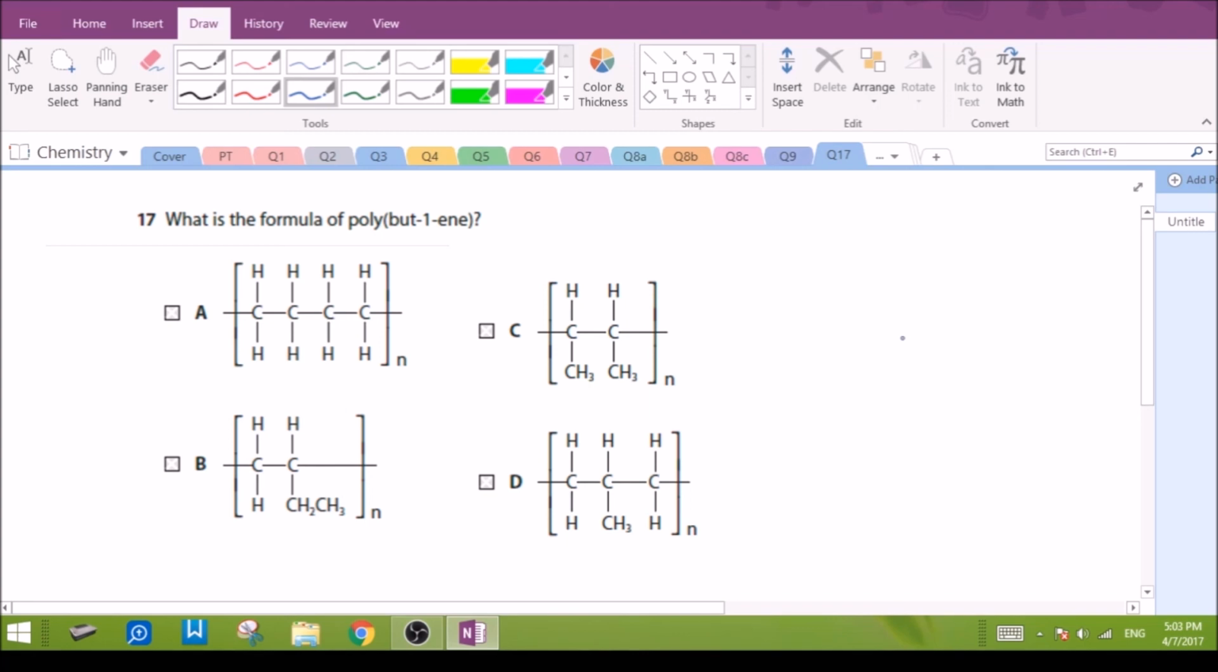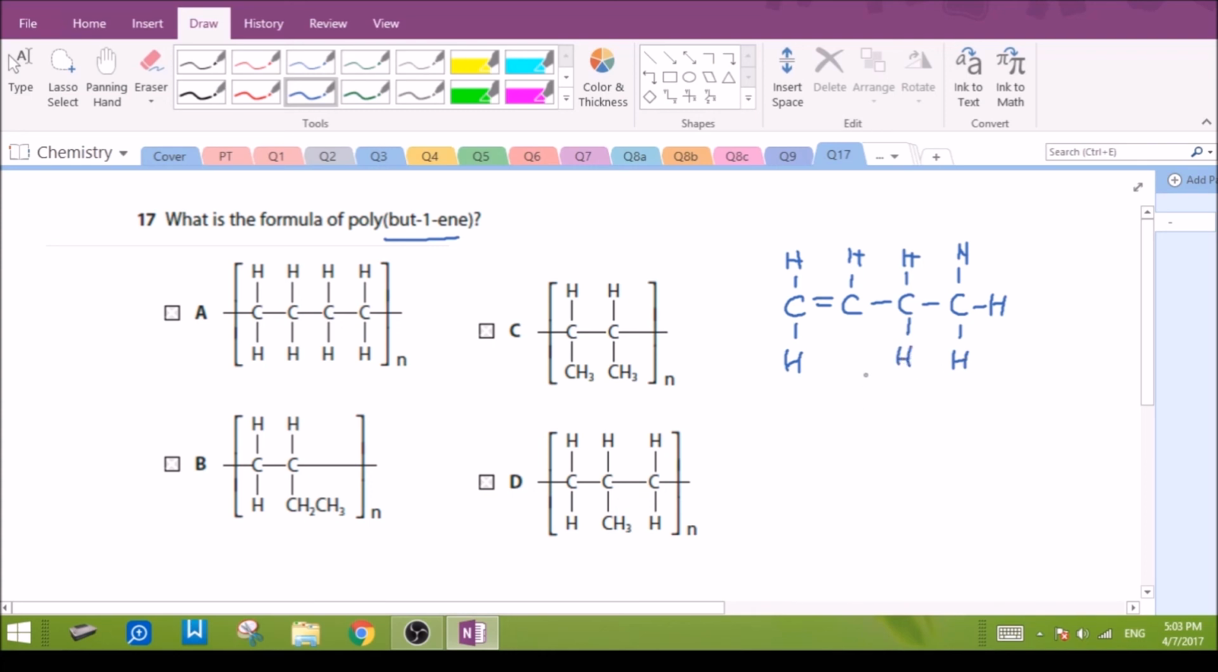Question 17. With a monomer of but-1-ene, what would its polymer look like? So let's try to form the monomer. Let's draw the but-1-ene. Since it's but-1-ene, the double bond is located at the first carbon, and then the rest of the molecule looks like this.